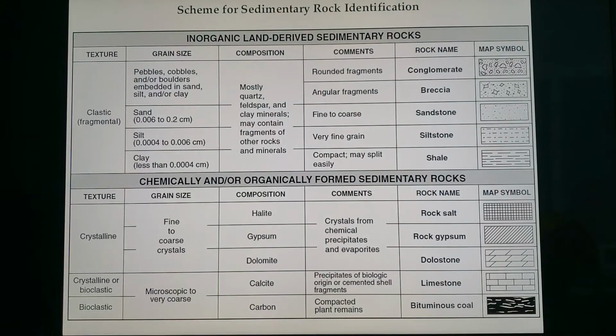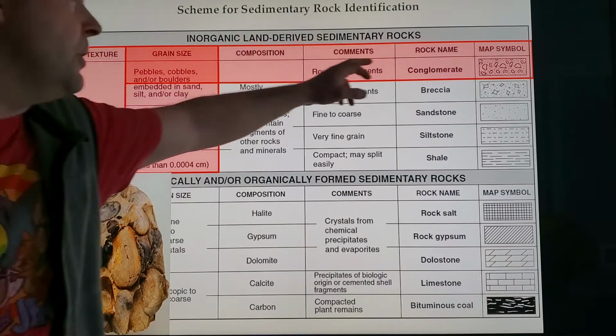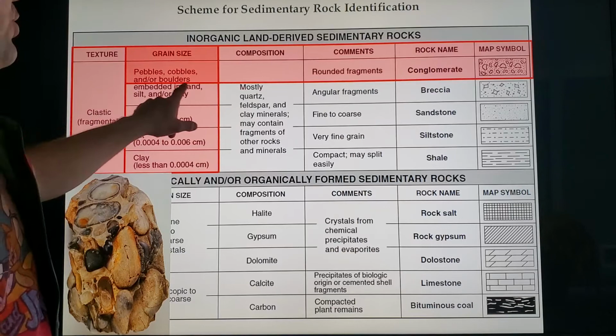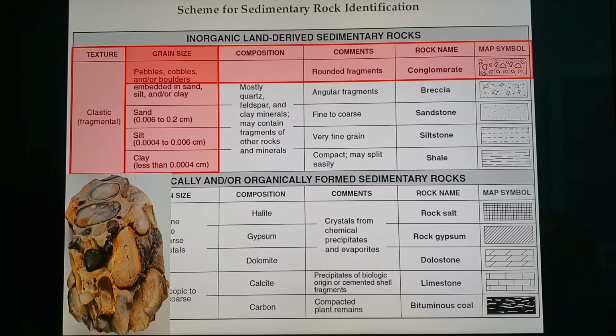Okay, here's the chart that you're familiar with, right? Up on top are the land-derived clastic rocks. And what we're going to do is go down the column here. So the first one is a mixture of all the different sizes cemented together. We call it conglomerate, and there's a sample of that.